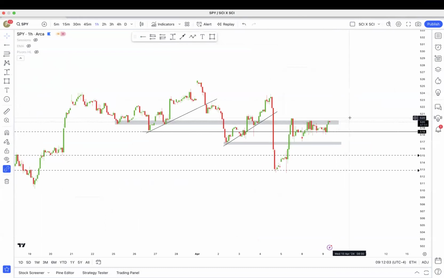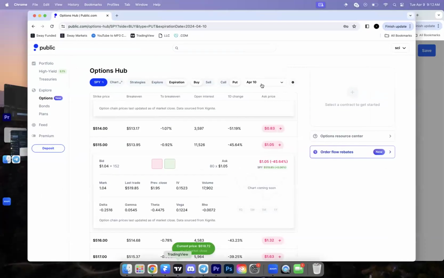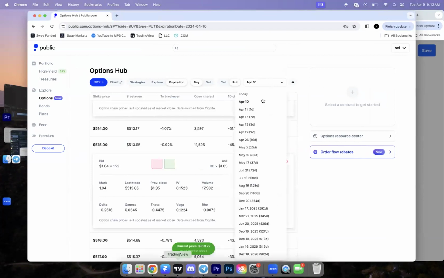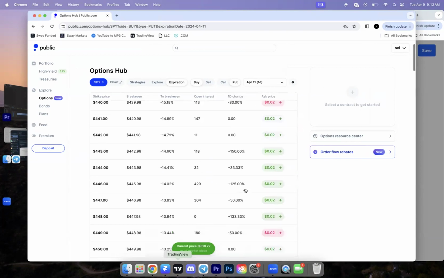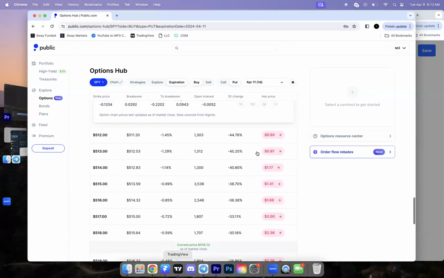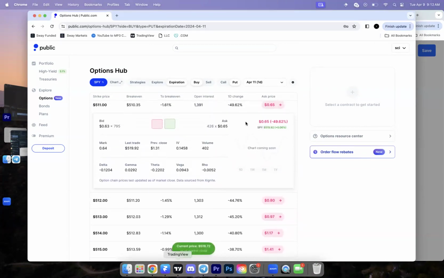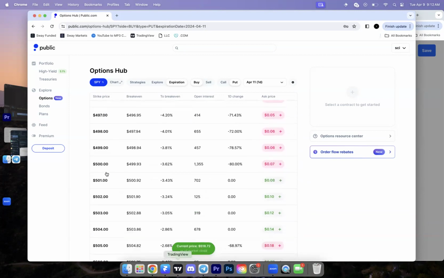But if price breaks above this 521 level, then I'll be looking for plays back up to this 525 level. And I might just do a few 2 days out as well. So it's still going to be the same thing. I might shoot for April 10th, or you can shoot for the 11th, which is one day later. If we go back here, you can see the prices change depending on the date. The further you go out, the further down you have to go, if that makes sense.